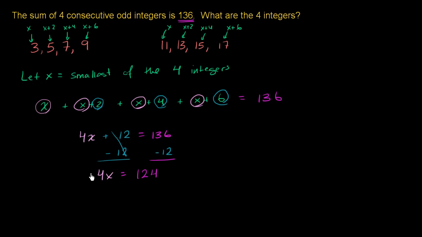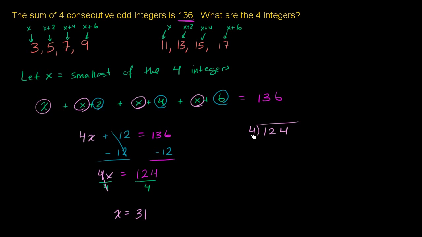Well, we just divide both sides by 4 to solve for x. And we get x is equal to 124 divided by 4. So let's see. 100 divided by 4 is 25. 24 divided by 4 is 6. 25 plus 6 is 31. And if you don't feel like doing that in your head, you could also, of course, do traditional long division.